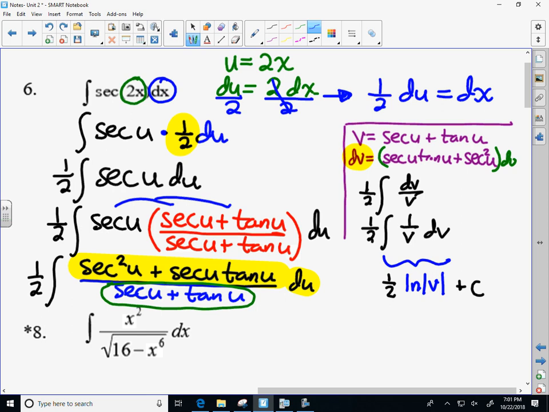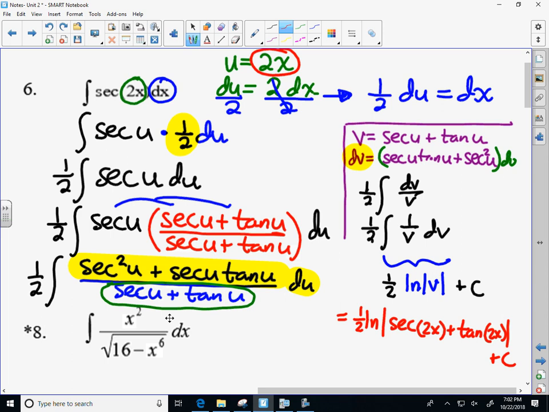So now I can start the process of reverse substituting. So in this case, I'd be looking at a final answer of 1/2 ln secant of the u, but the u is 2x, plus tangent of 2x, plus c. That's awful.